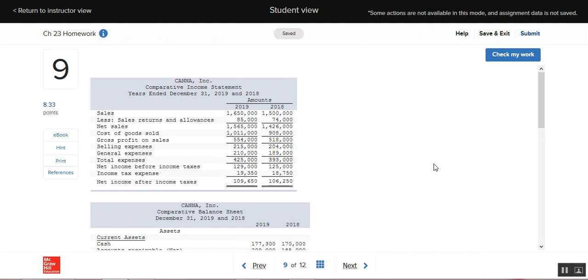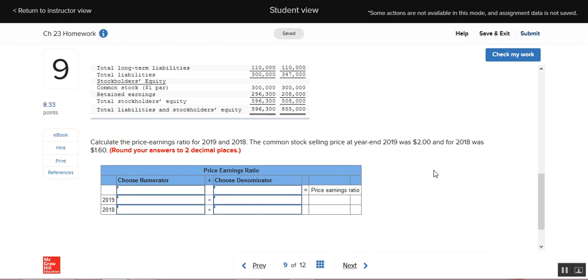This one, we have a comparative income statement, a comparative balance sheet, and it says calculate the price earnings ratio for 2019 and 2018. So we've got common stock selling price at the year end was $2 and one was $1.60.